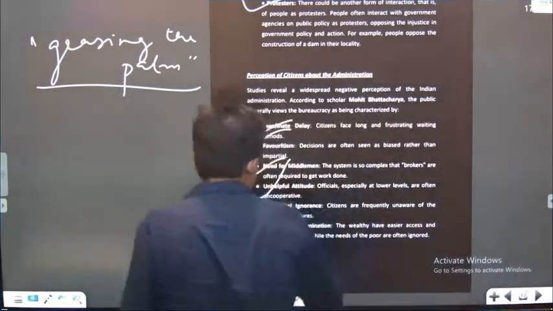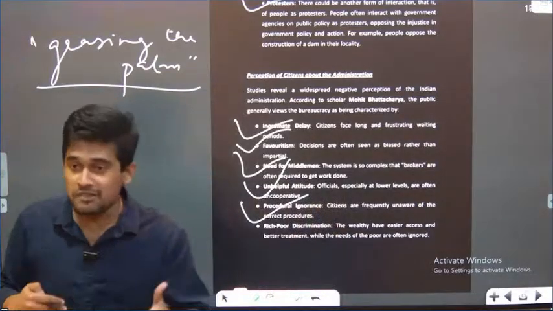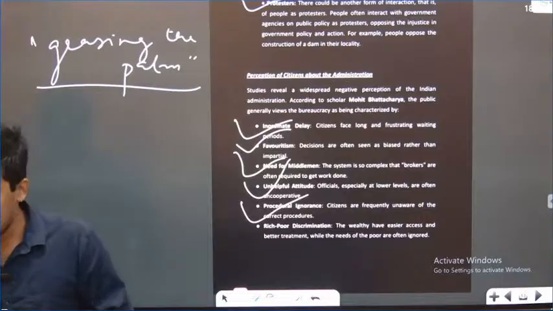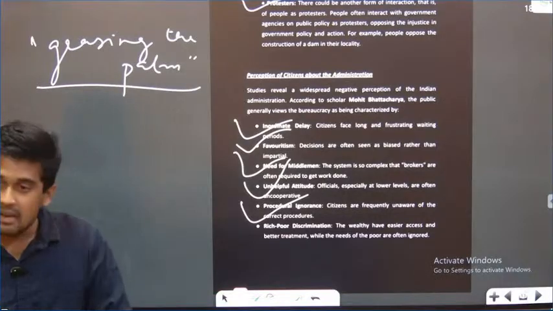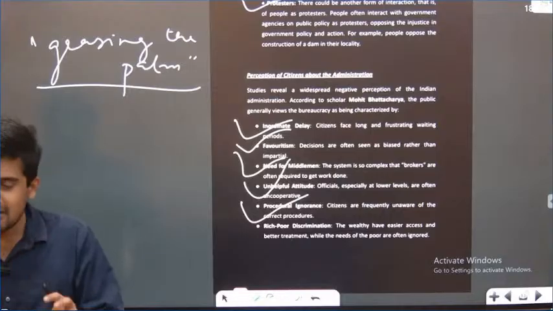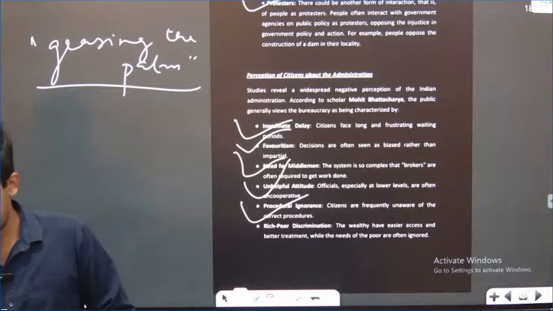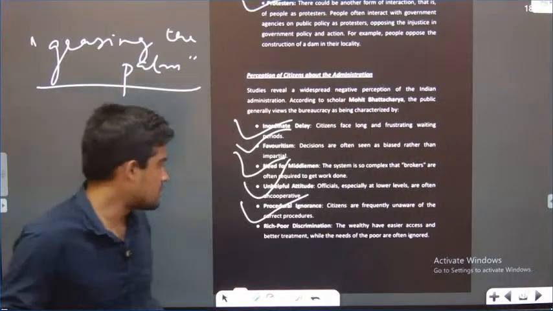Similarly, procedural ignorance. Due process is not followed while doing the work. The officials are not very much concerned whether they are following the established procedure.